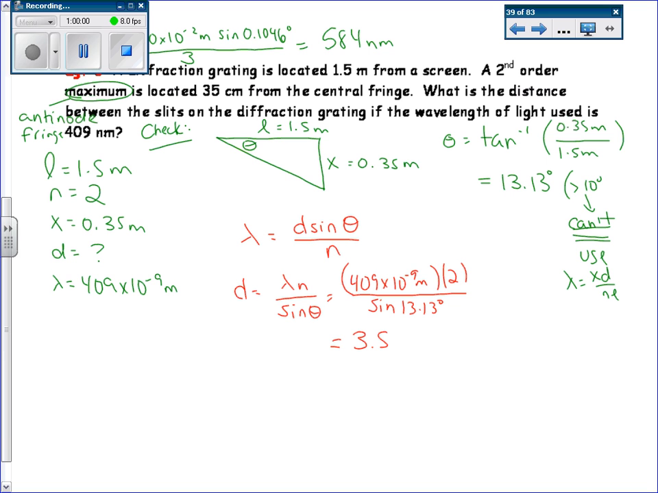So this gives me 3.59988 and so on times 10 to the negative 6, which I'll simplify to 3.6 times 10 to the negative 6 meters.